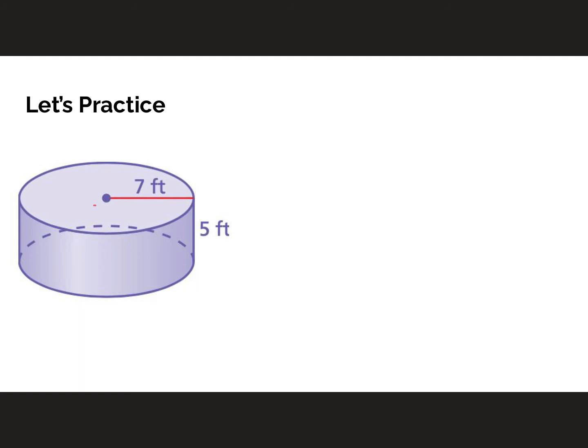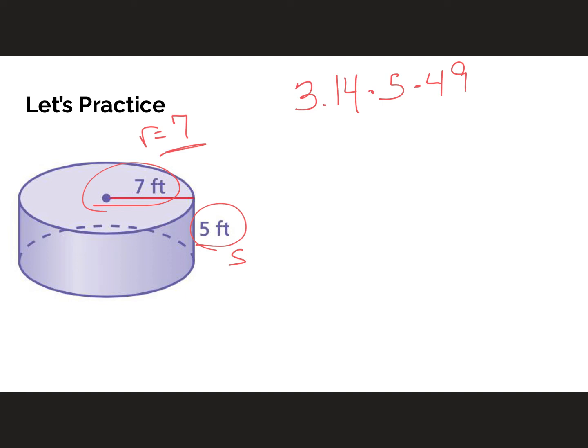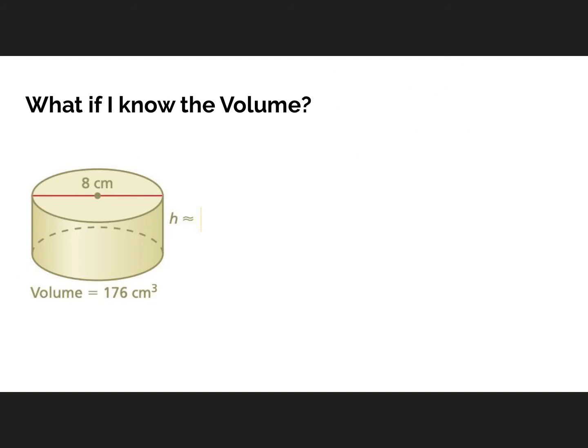And one more. Here I have a radius of 7. I have a height of 5. So that means I'm going to do 3.14 times my height of 5 times 7 squared, which gives me 49. So I put that into my calculator, 49 times 5 times 3.14. And that gives me 769.3.